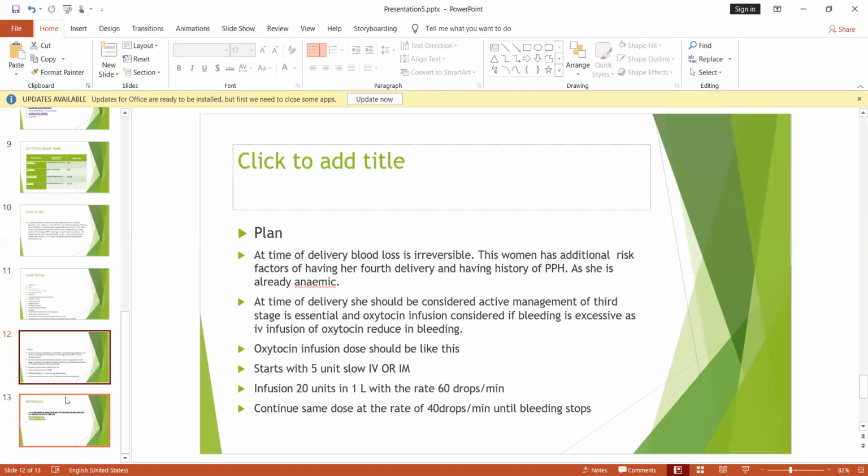We know that the woman is already anemic and has a history of postpartum hemorrhage, so we should also arrange blood in case of emergency for transfusion, and oxytocin to control the postpartum hemorrhage, as the main indication of oxytocin is to control postpartum hemorrhage of the uterus.